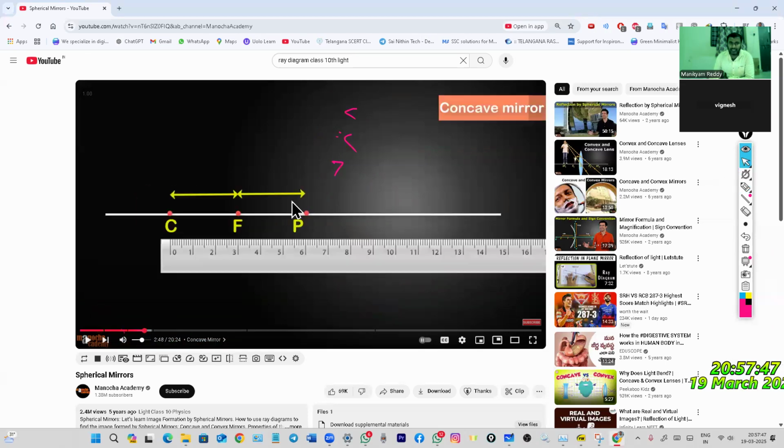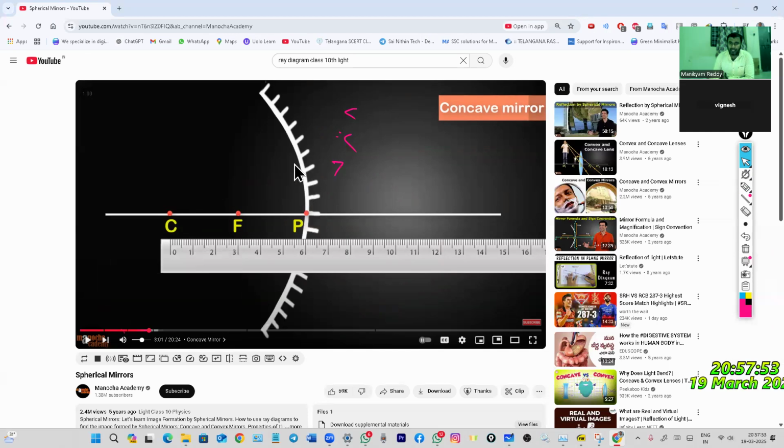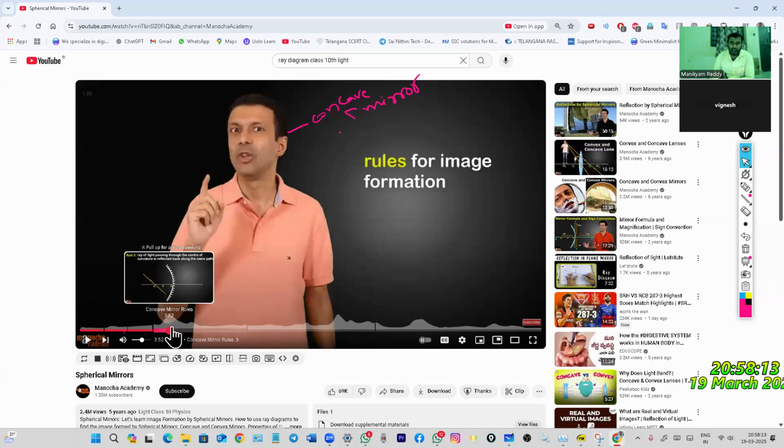Now he has taken the principal axis, pole, focal point. He kept the object. What is that mirror? This is the concave mirror. Okay, now next in this concave mirror, see, he is observing.